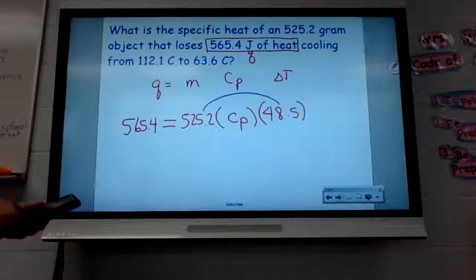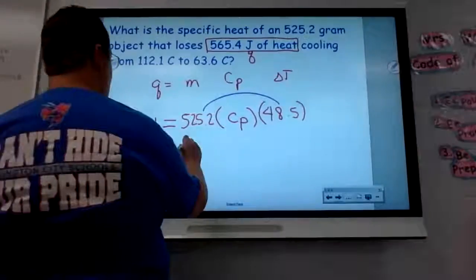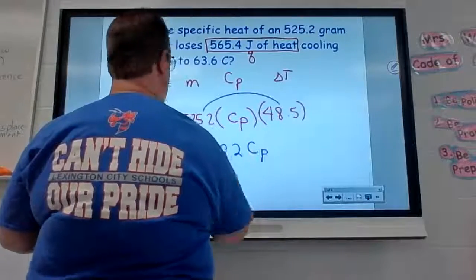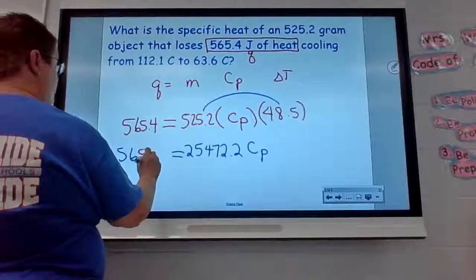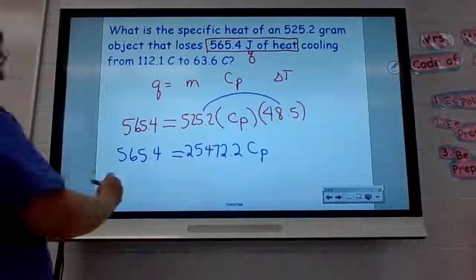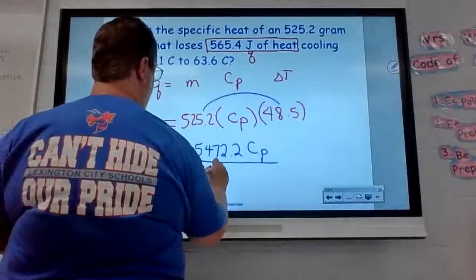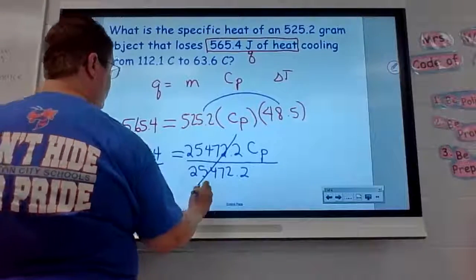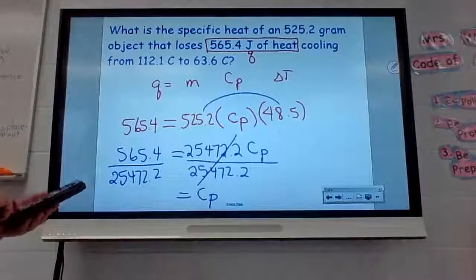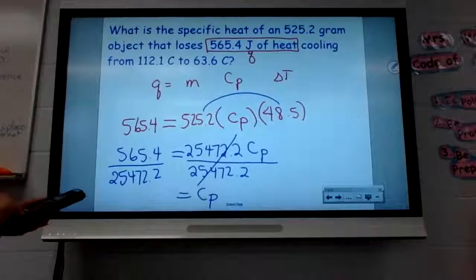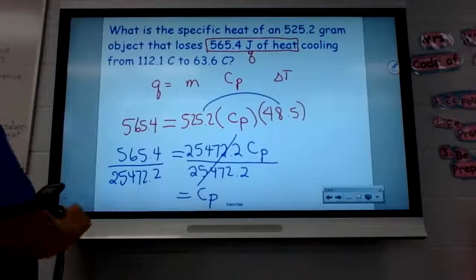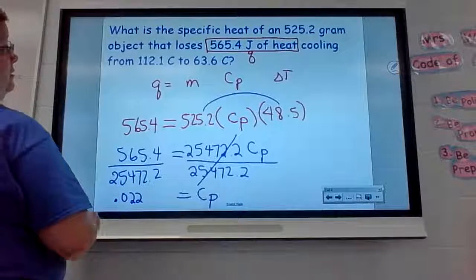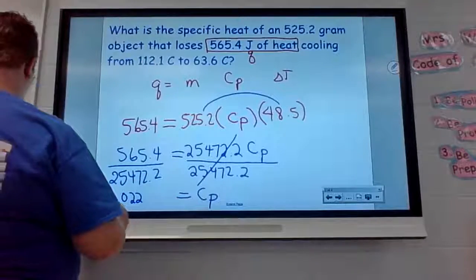525.2 times 48.5. And you don't have to write this down on your paper like I'm doing. I'm just illustrating for the purposes of teaching class. Okay? And then do what? Divide. I got 0.022. All right. I need how many significant digits? 4, 4, 4, 3. So I need one more.